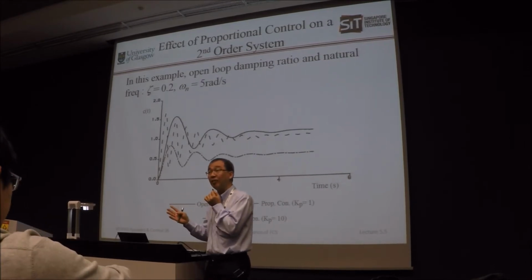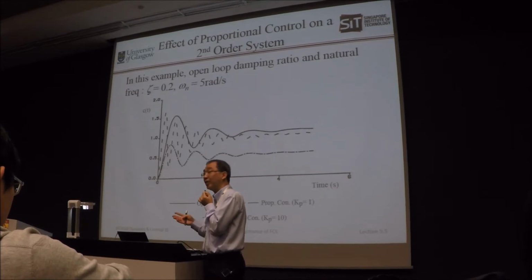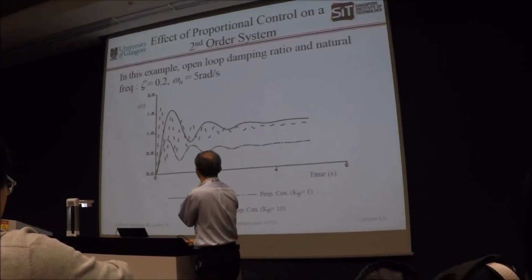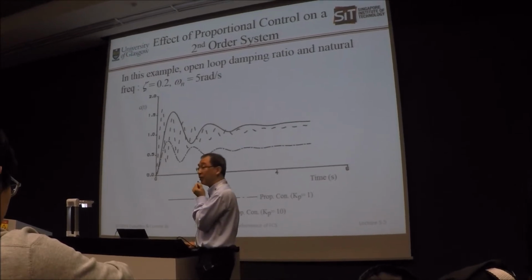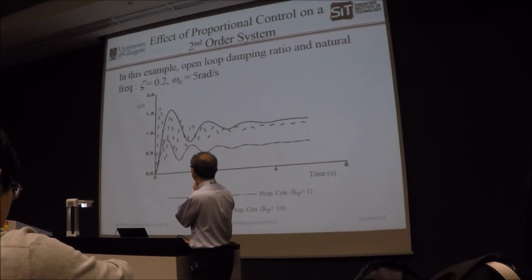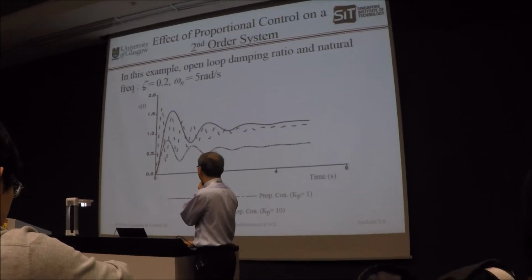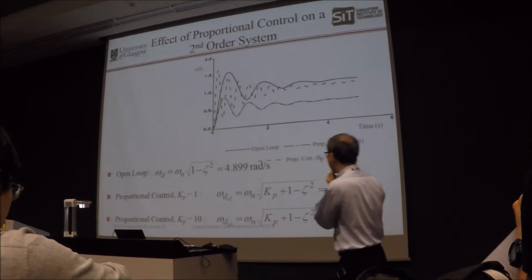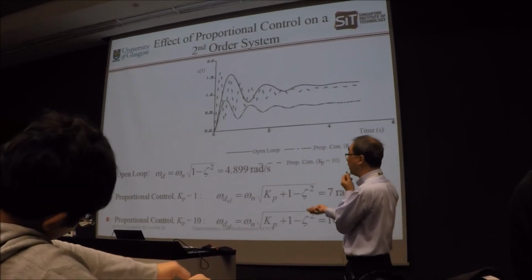Okay, so there is a trade-off. If you want the response to be less oscillatory, then perhaps you should use a smaller Kp value. If you use a large Kp value, this is a case where you see the response become more and more oscillatory. Okay, so this is the case in the open loop.